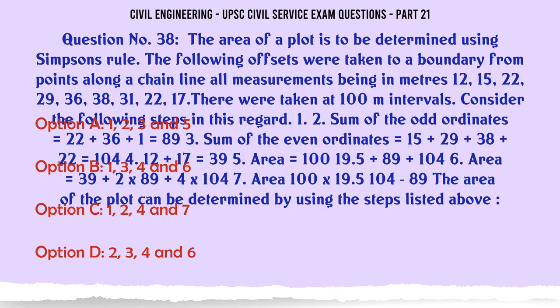Consider the following steps in this regard. 1. 2. Sum of the odd ordinates: 22, 36, 189. 3. Sum of the even ordinates: 15, 29, 38, 22, 104. 4. 12, 17, 39. 5. Area: 119.5, 89, 104. 6. Area: 39, 2x, 89, 4x, 104. 7. Area: 100x, 19.5, 104, 89. The area of the plot can be determined by using the steps listed above.